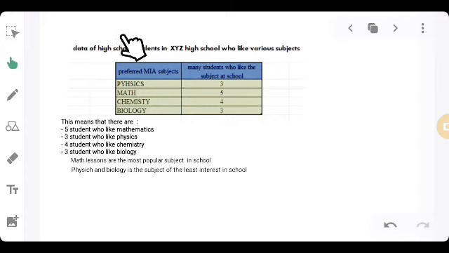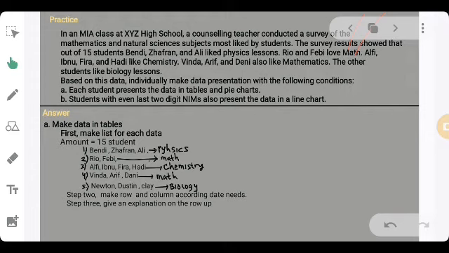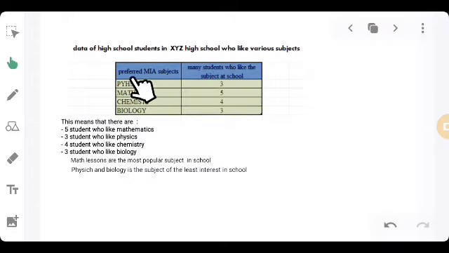This is the picture of the table of the data for the question. The preferred MAA subjects are physics, math, chemistry, and biology. Many students like subjects at school. Physics is liked by 3 people, math by 5, chemistry by 4, and biology by 3. This means 5 students like mathematics, 3 students like physics, 4 students like chemistry, and 3 students like biology. In conclusion, math is the most popular subject in the school. Physics and biology are very little compared to the others, the subjects of least interest in school.